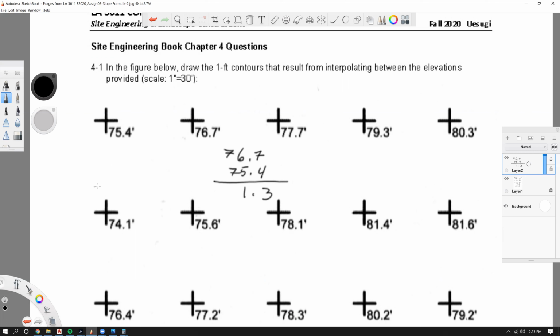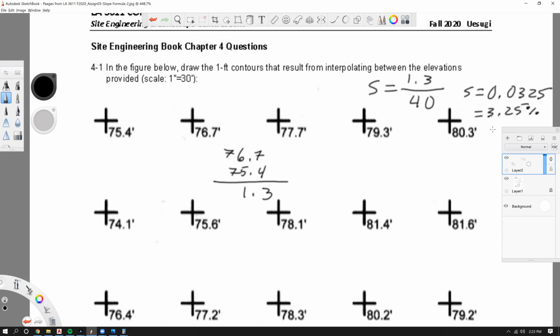So now I think we want to figure out our slope, right? Slope equals 1.3, which is our difference in elevation that we just figured out, over our length, which is 40. So 1.3 divided by 40 equals 0.0325. Slope equals 0.0325 or 3.25%.